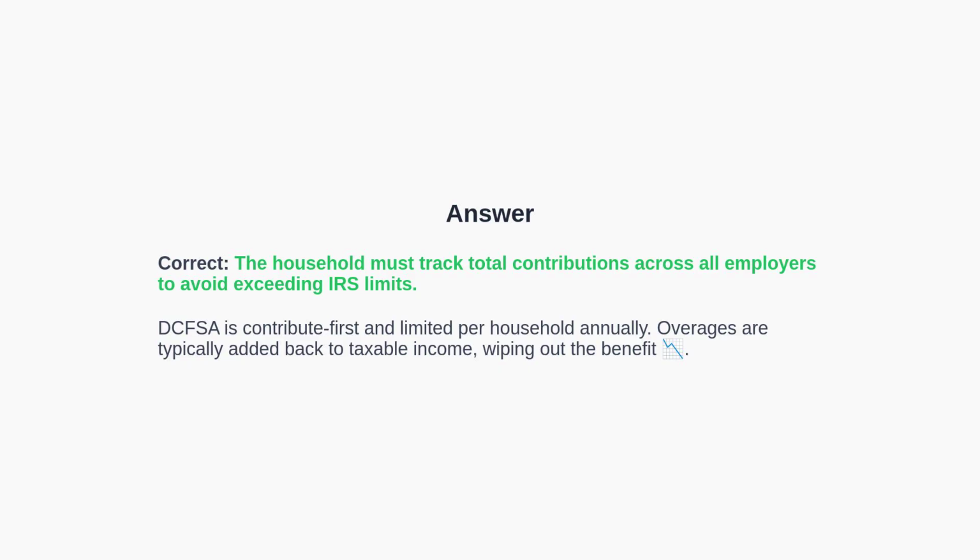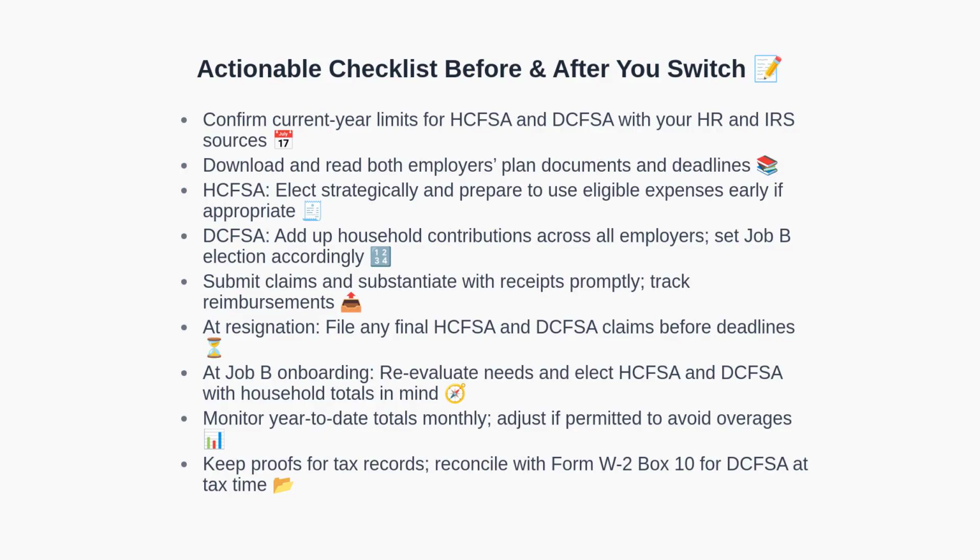The correct answer is that the household must track total contributions across all employers to avoid exceeding the IRS annual limit. Dependent Care FSAs are contribute-first, and overages are typically added back to taxable income, negating the benefit. Now let's move into practical steps you can take. Here are your actionable steps.